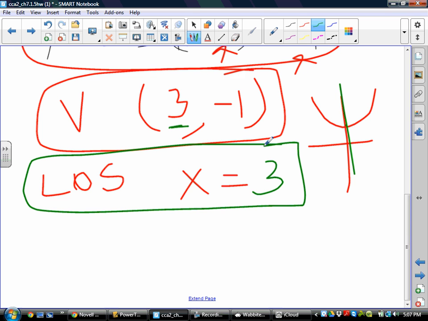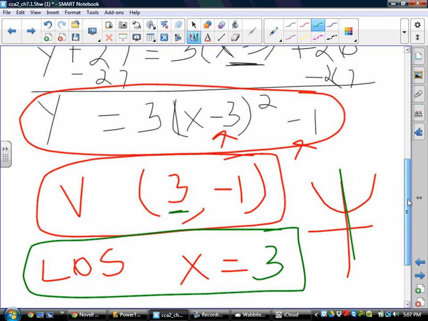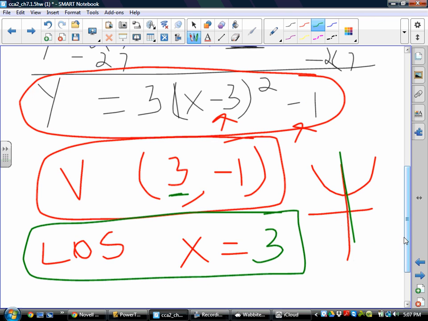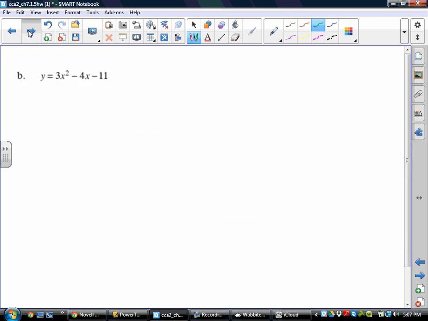Okay? So those are my 3 parts to the answer for part A. I'm going to go on to part B on the next slide. So that's part A. We're going to do the same thing on part B. So I'm going to pull out my 3 again. In this case it happens to be a 3 again.